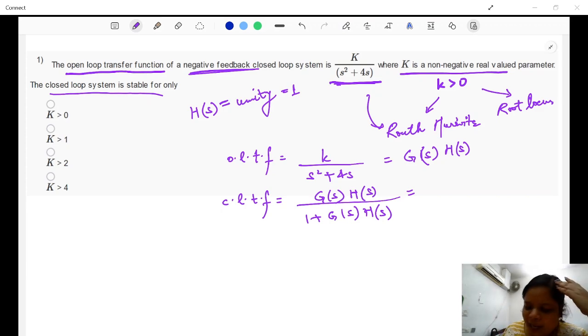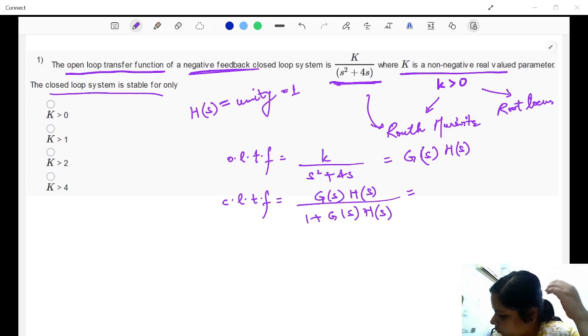So what I'm really doing is now, I'll tell you. Just let me write one more sentence, then I'll tell you. K upon s square plus 4s plus k.